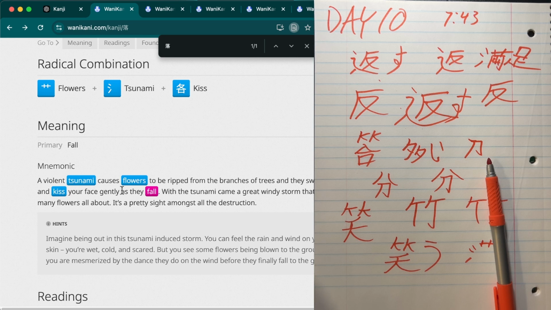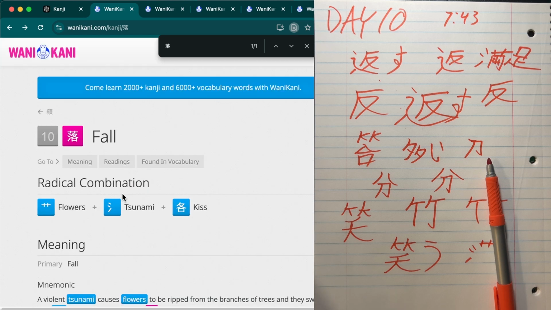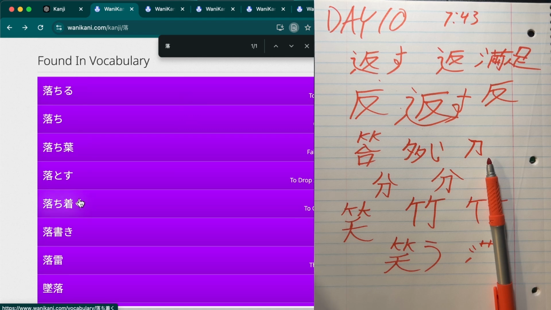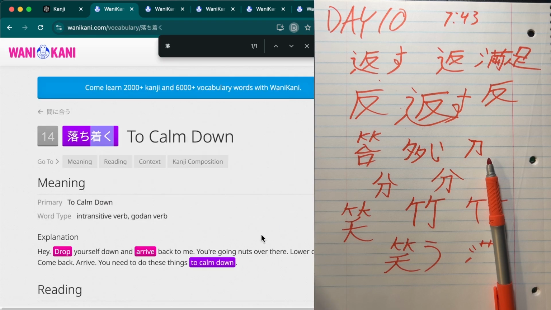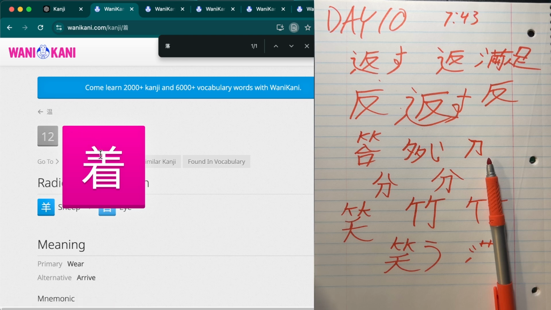A violent tsunami causes flowers to be ripped from the branch of trees and they swirl around and kiss your face gently as they fall. Yeah, interesting. I think the way I prefer to remember it is we have individual water droplets and individual grass pieces, water falling on grass, something like that, individually. And that is to fall. Ochiru. And then we do know tsuku is to arrive, but let's go ahead and look at it more deeply.